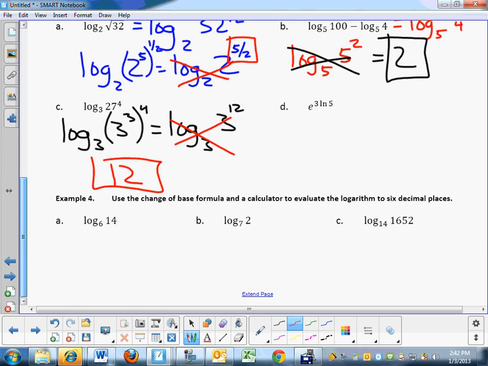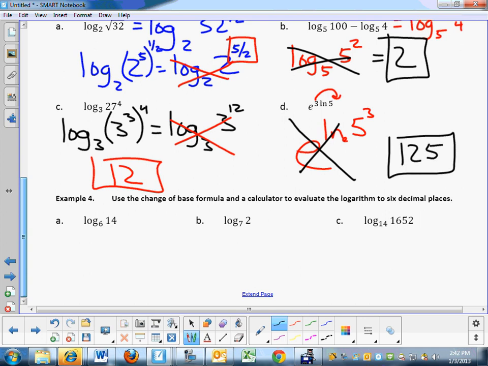Here, what can I do with this 3? So I have e to the natural log of 5 to the 3rd. What's the base of natural log? What cancels off? Leaving you with 5 to the 3rd. So we have to be used to using those exponents.